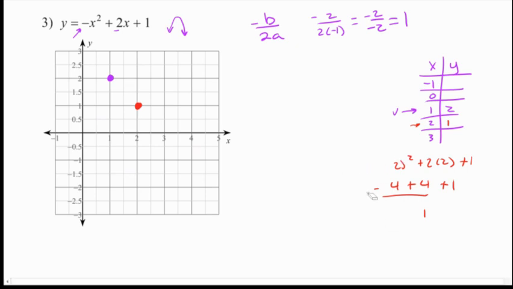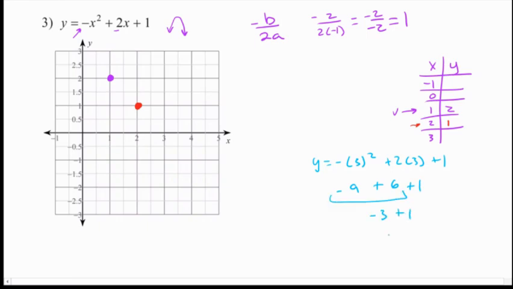And then lastly, I'm going to plug in 3. So y equals negative 3 squared plus 2 times 3 plus 1. Negative 9 plus 6 plus 1. This becomes negative 3 plus 1, and I get negative 2.